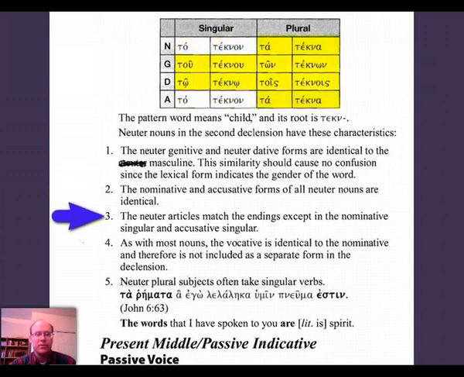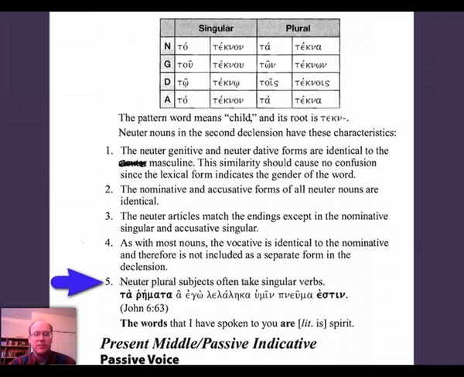Thirdly, the neuter articles match the endings except in the nominative singular and accusative singular. So where I've highlighted the chart, you can see that the ending of the article and the ending of the noun are identical. The fourth item here, as with most nouns, the vocative is identical to the nominative and is therefore not included as a separate form in declension. And that's going to be the way it is for nouns from here on out.